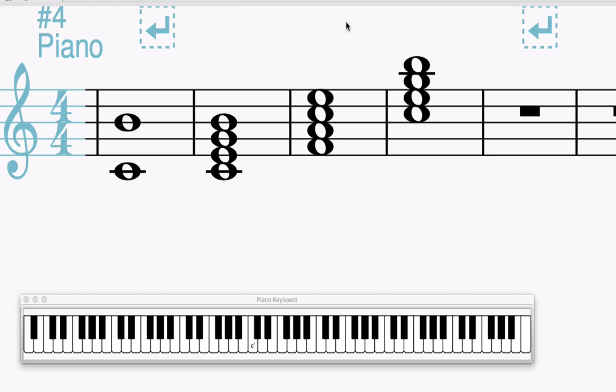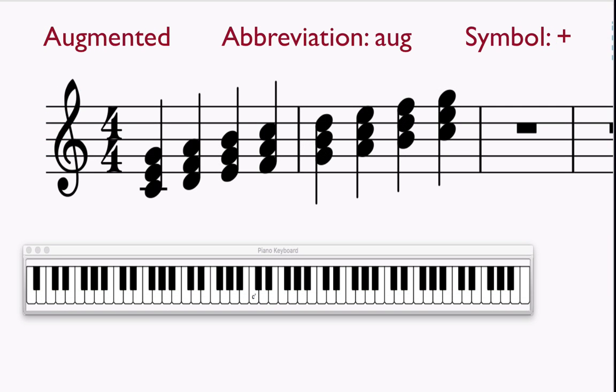kind of encapsulated in a minor chord. Minor thirds are smaller than major thirds, right? Augmented is a term we use to mean slightly stretched apart, slightly bigger than it ought to be, right?